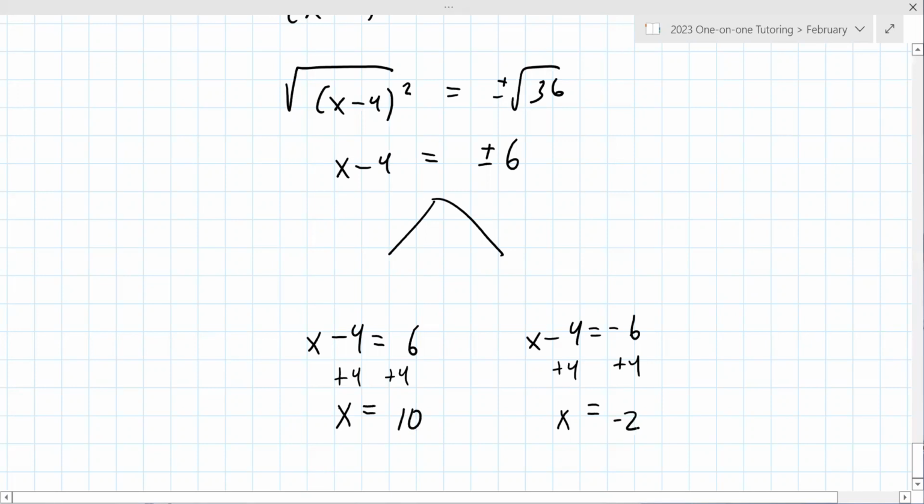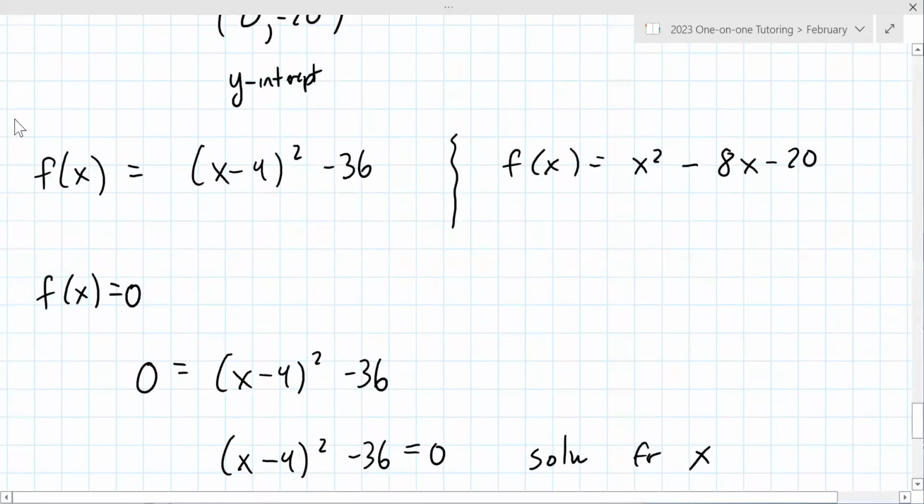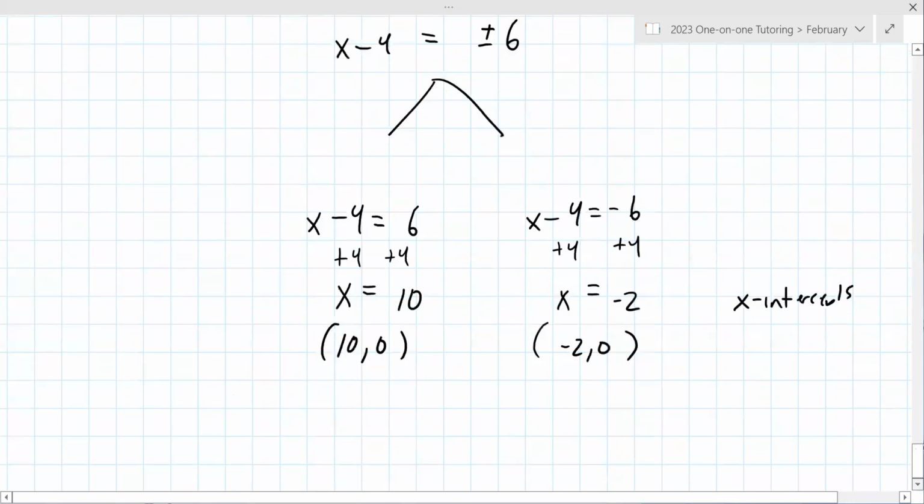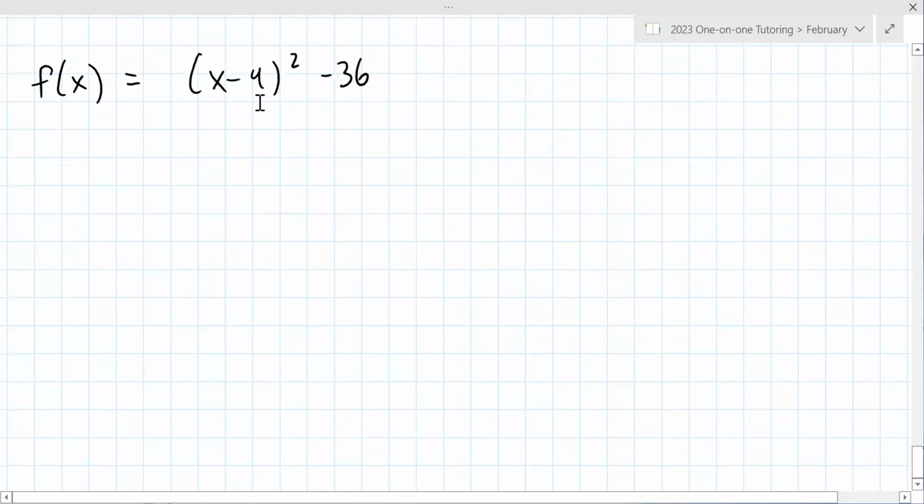You got it. Okay, and these are x-intercepts. X-intercepts are where it crosses the x-axis. So it's 10, 0 and -2, 0. And that's useful for graphing. So let's grab the vertex form one more time, and let's actually get the vertex from this, and then we'll move on to quadratic formula.